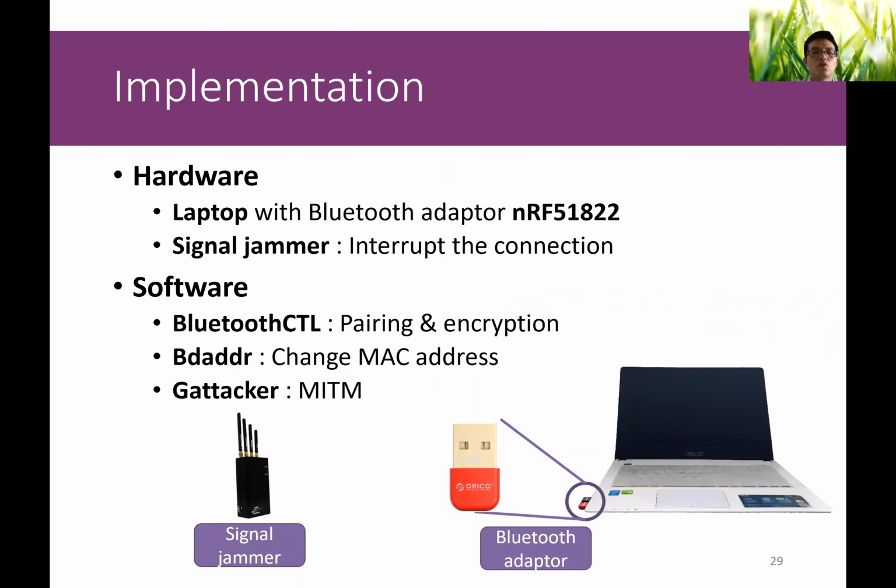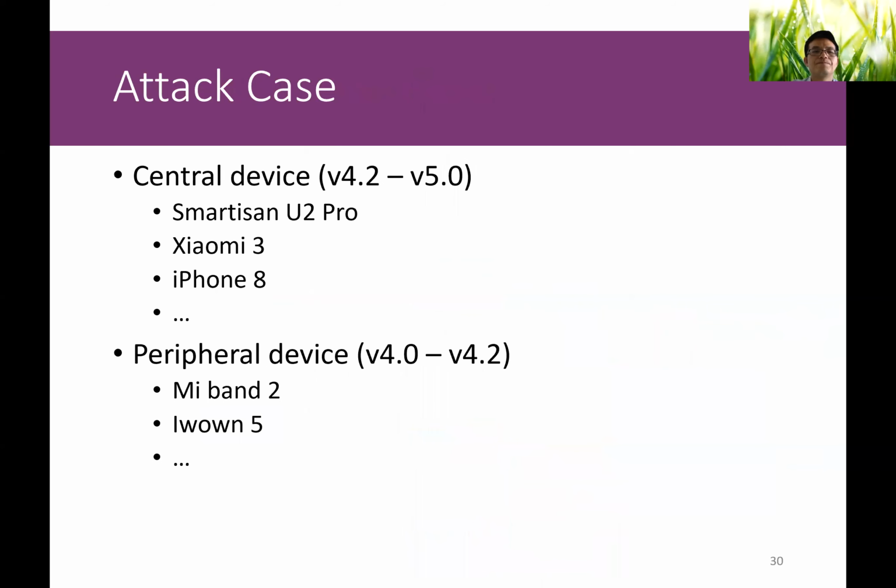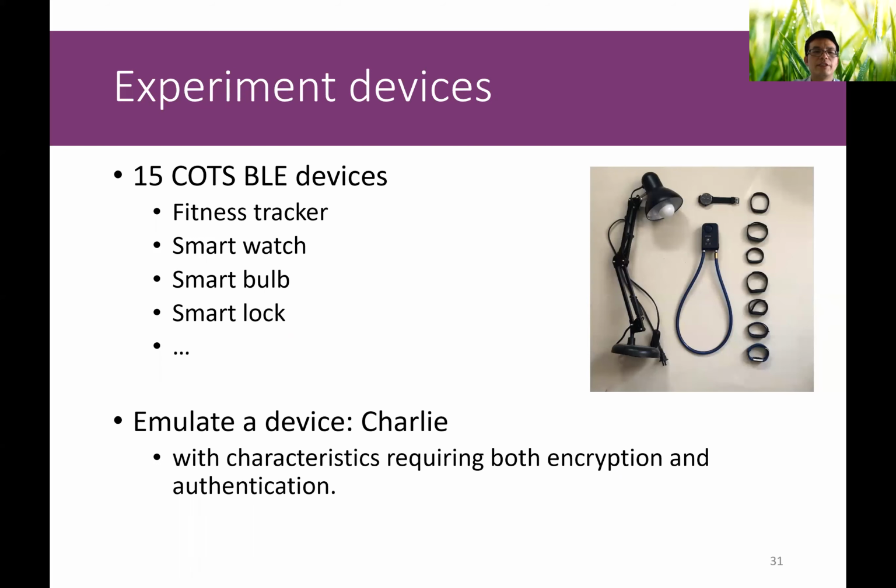We implement BlueDoor on a laptop with a Bluetooth adapter. The software implementation is also based on several existing components we listed here. We evaluate the performance of BlueDoor on different central devices, including iOS-based smartphones and Android-based smartphones. We also evaluate different BLE devices, including fitness trackers, smartwatches, and so on. Unfortunately, for all those devices, we cannot find a characteristic requiring both encryption and authentication. So we emulate a device, Charlie, which can provide characteristics requiring both encryption and authentication in our evaluation.